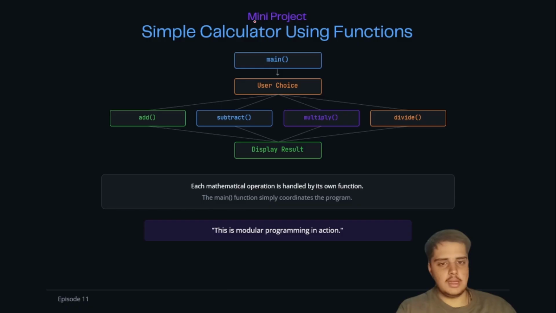Coming next, a mini project for you: a simple calculator using functions. Here, inside int main, the user gets a choice to add, subtract, multiply or divide and display the result. Each mathematical operation is handled by its own function. The main function simply coordinates the program. This is modular programming in action. So try to do this code and pause the video, because now I am showing you this mini project in VS Code by solving it.